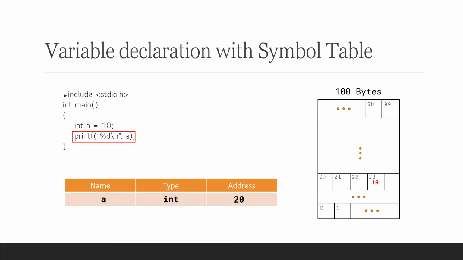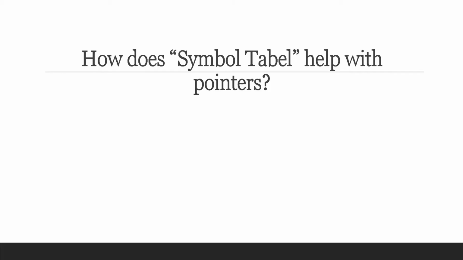Upon execution of the second line, when the machine is instructed to print A, it looks for the symbol A in the symbol table. The entry says the address is 20. But how does the machine know it has to read subsequent 3 bytes as well? That's why we have type column in the symbol table. As integer is 4 bytes, the machine reads 4 bytes from the address 20 and prints the value to the console. How is understanding this concept going to help us with pointers?